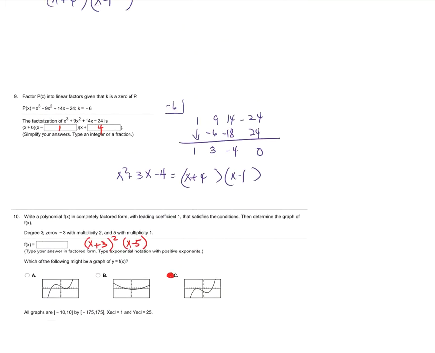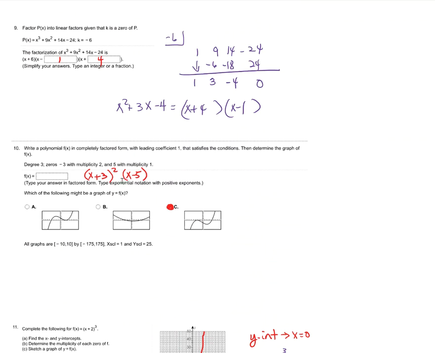Number 9. Number 10, write the polynomial in completely factored form with leading coefficient 1 that satisfies these conditions. The zeros are negative 3 with a multiplicity of 2 and 5 with a multiplicity of 1. So that means x plus 3 squared. That multiplicity 2 gives you an exponent of 2. And the x minus 5 has a multiplicity of 1. So there's where we wrote that.